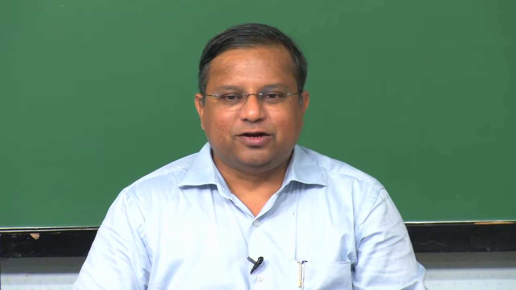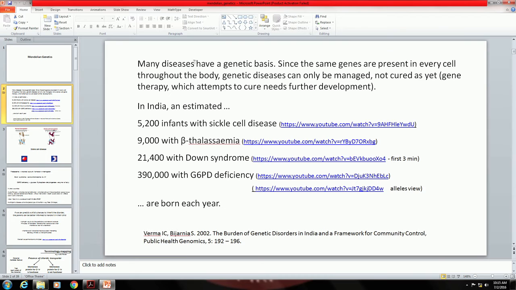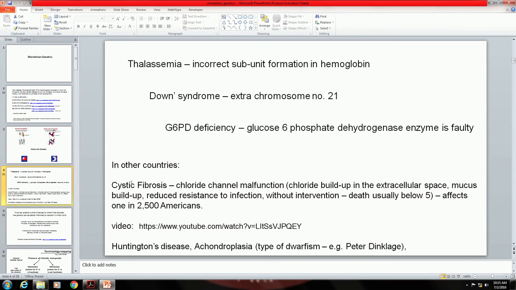Welcome to the set of lectures on Mendelian genetics. We saw that many diseases have a genetic basis. For example, in our country, sickle cell anemia or sickle cell disease, beta thalassemia, Down syndrome, glucose 6-phosphate dehydrogenase deficiency are all commonly occurring genetic diseases, and in other countries such as the US, cystic fibrosis is a widely occurring genetic disorder.